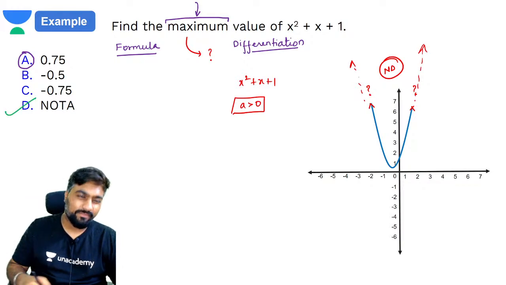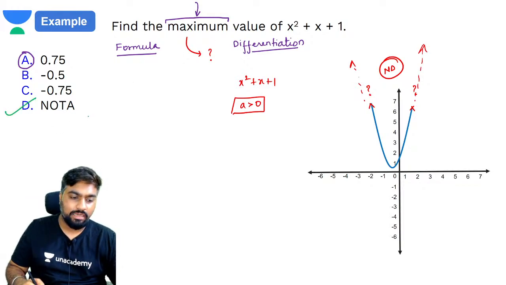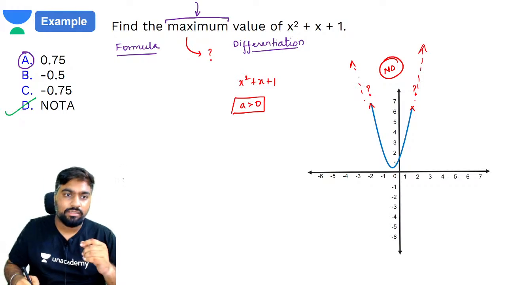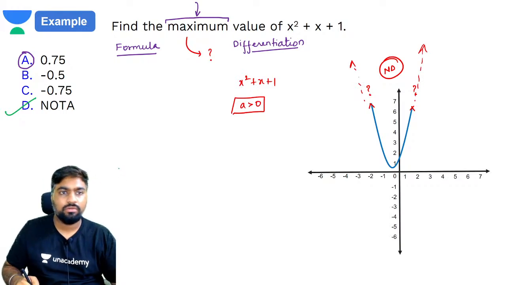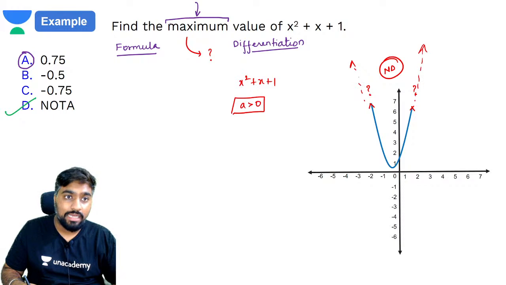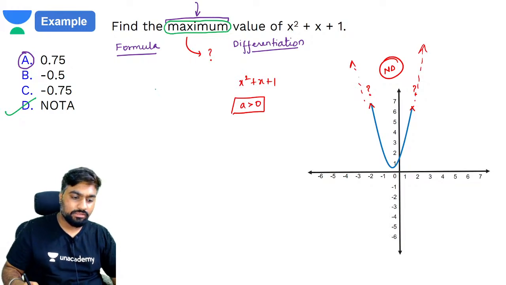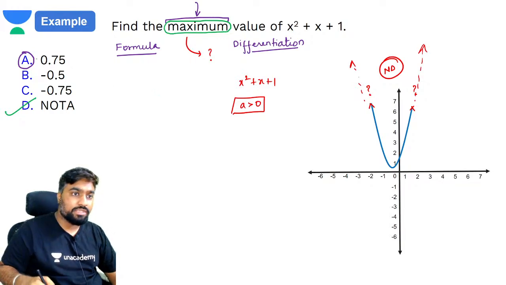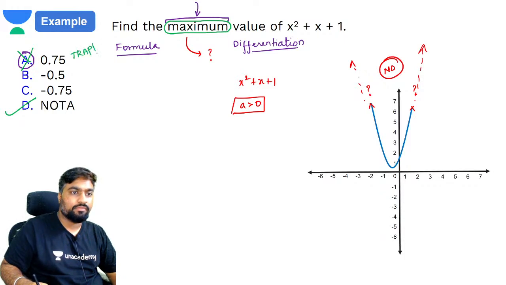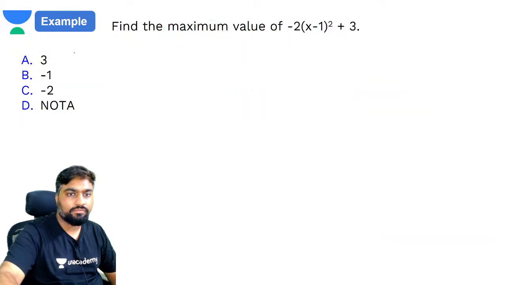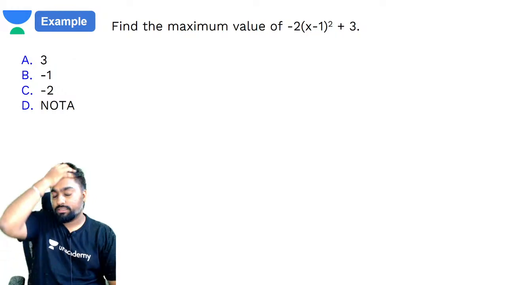So don't lose marks on such silly questions, okay guys? Don't simply read the question and rush. Read calmly. Try and understand what is being asked. Try and understand if it's possible to be answered and then answer. Okay? So everybody who said option A, this is a trap. Now try this.